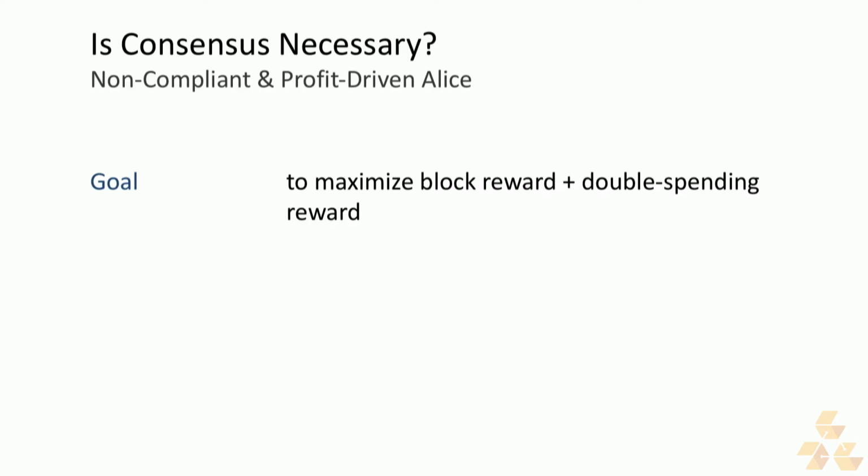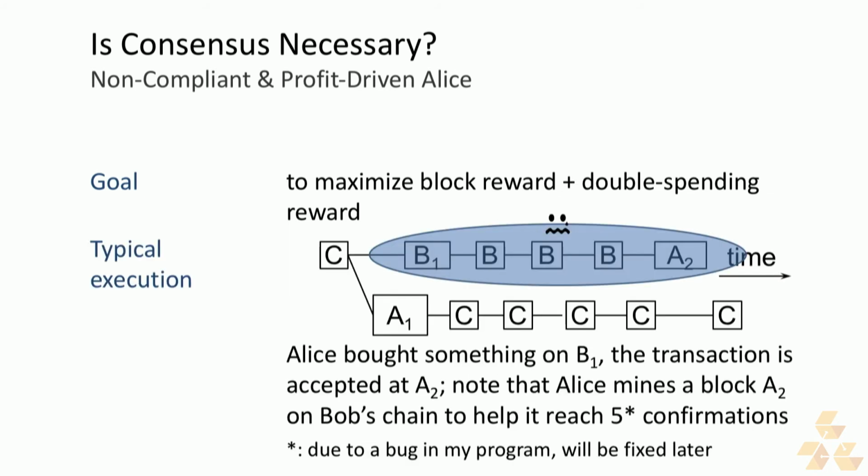For the second incentive model, the goal of non-compliant and profit-driven Alice is to maximize the block reward plus double spending reward. Here's a typical execution. In this example, Alice put a double spending transaction in block B1 and put a conflicting version of the transaction in this A1 block.